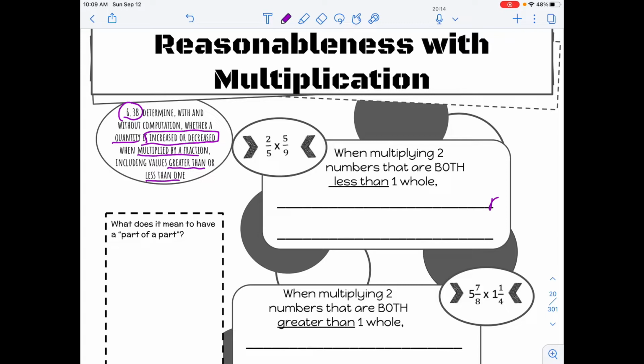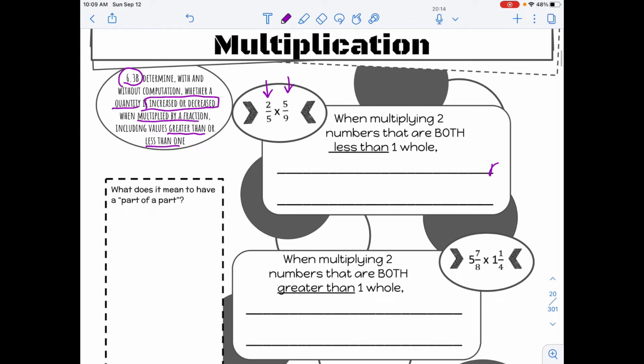So in our notes, we have 2/5 times 5/9. As we are looking at these numbers, we need to determine, is 2/5 and 5/9 less than 1 whole? Yes, they are, because they are both proper fractions. Remember, a proper fraction is when the numerator is less than the denominator. So that means that the fractions are less than 1 whole. So when multiplying two numbers that are both less than 1 whole, the answer is smaller than both.